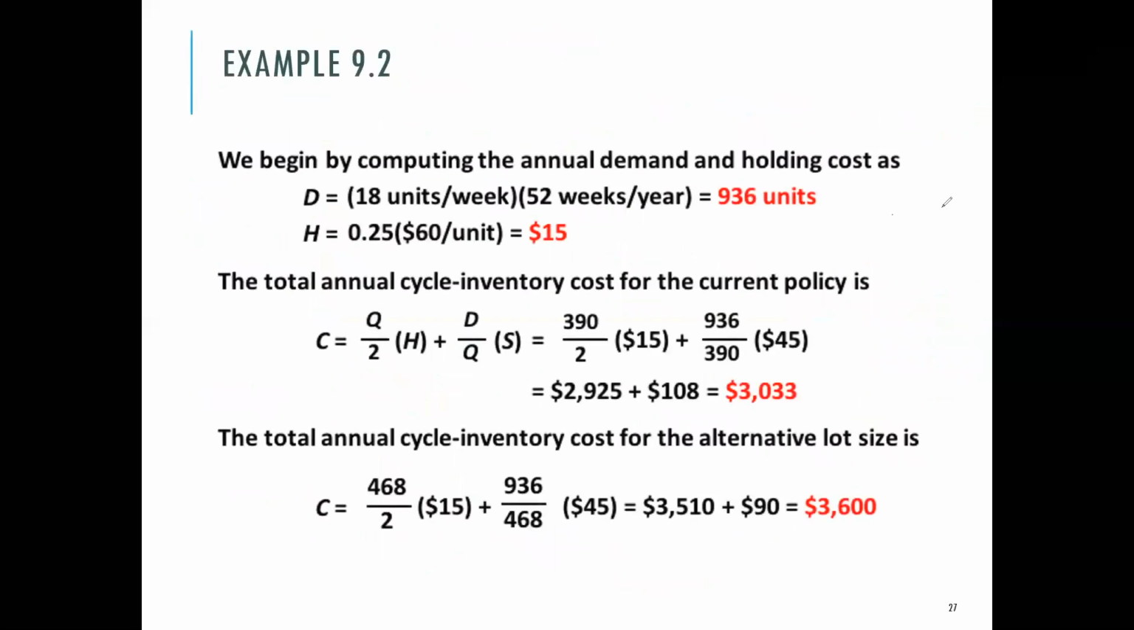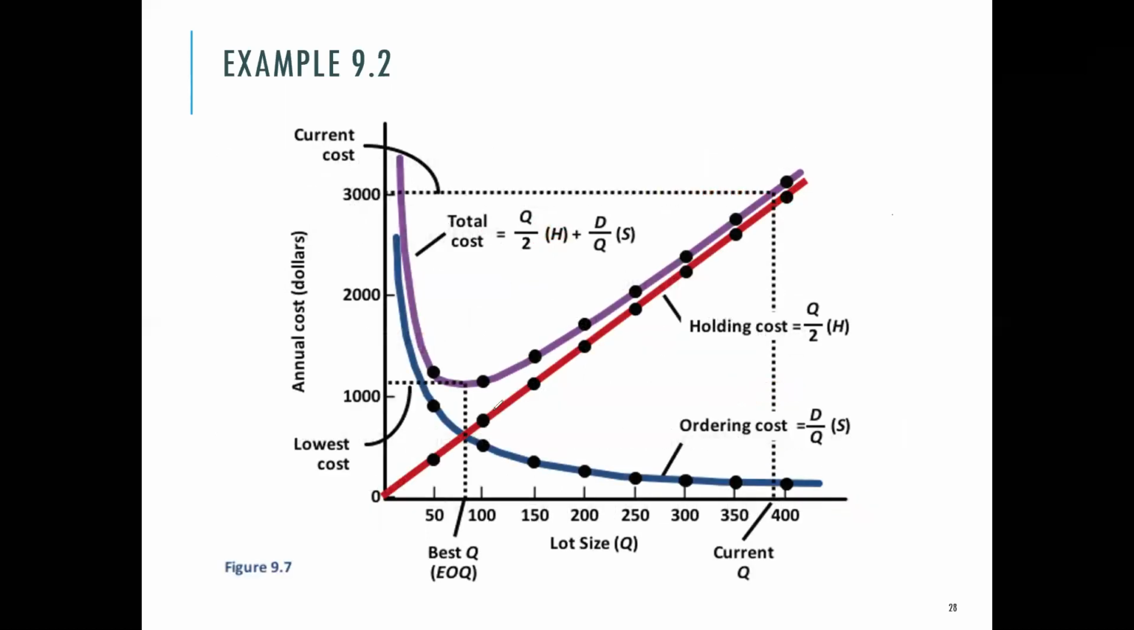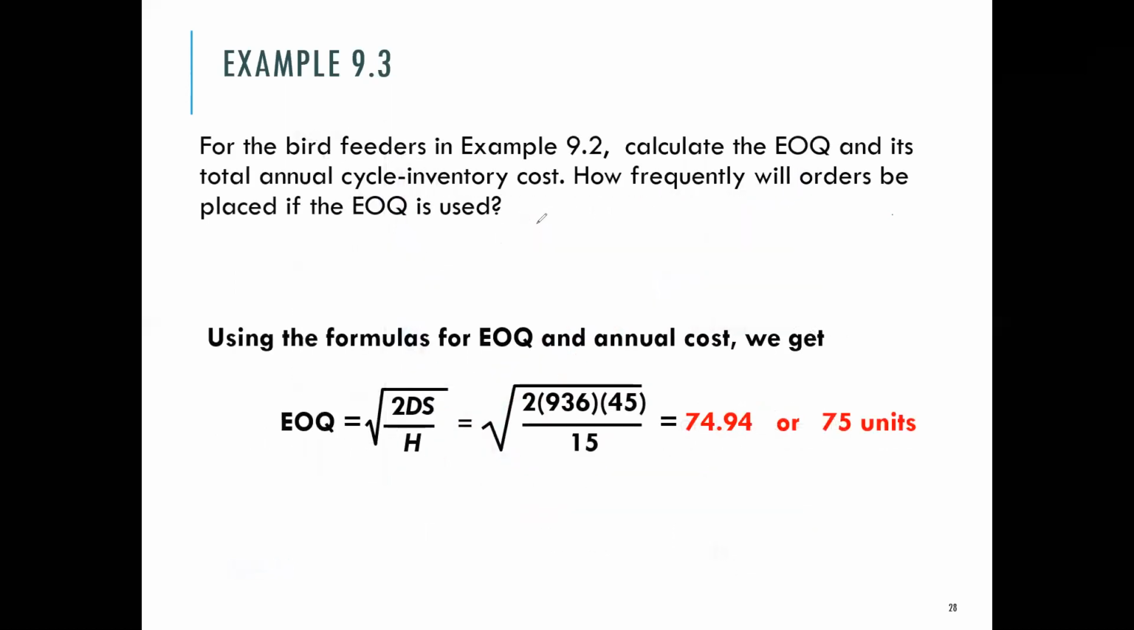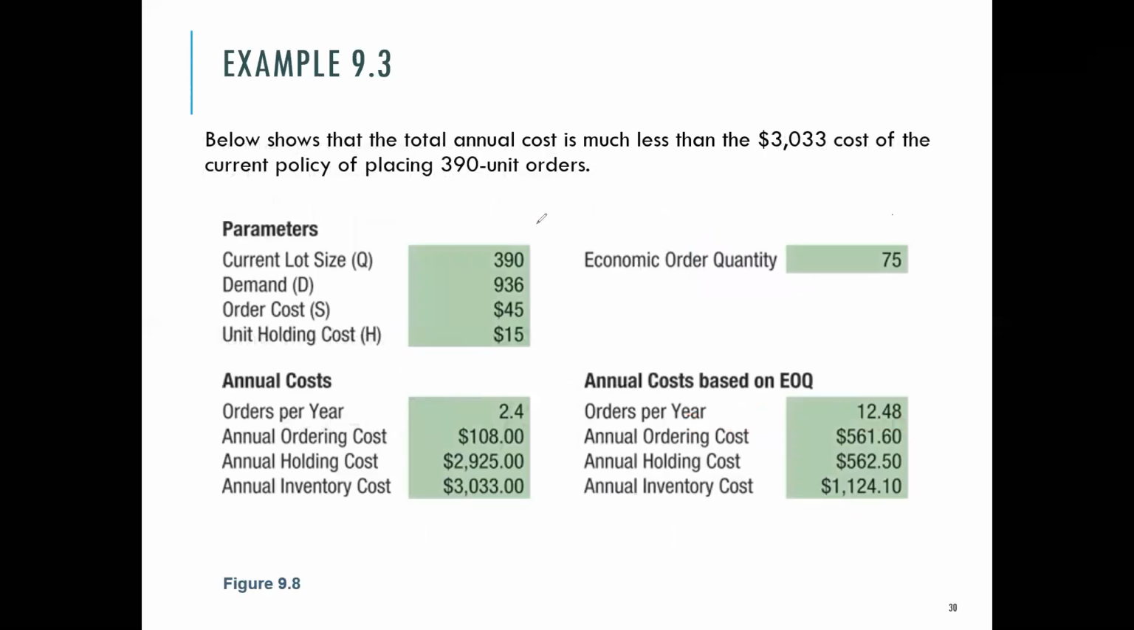So again, these are the same calculations. As you can see, we calculate that for order quantity of 390, the cost was 3033. For 468, the cost was even higher. Again, in form of the graph, 75 is what we found out for the EOQ, and this is where they are currently right now, which is significantly higher than where they should be. EOQ is 75 units. If they go by EOQ, their cost will be roughly 1124 as against what they have right now.